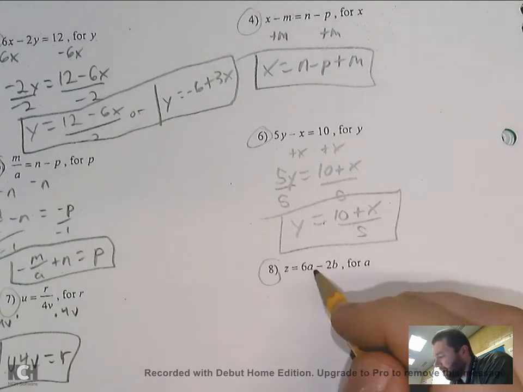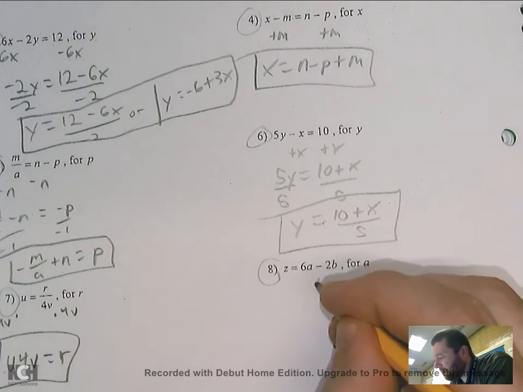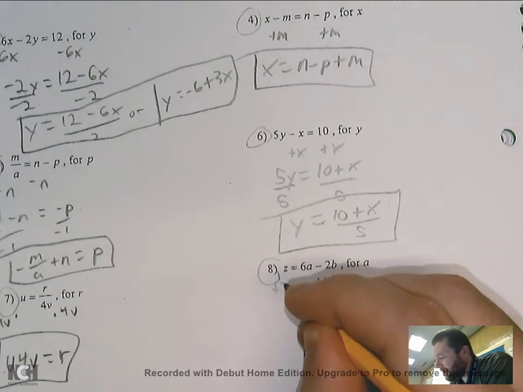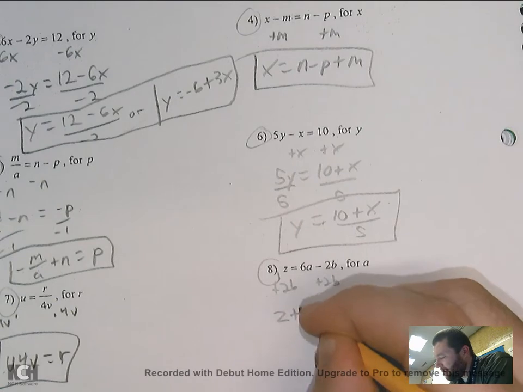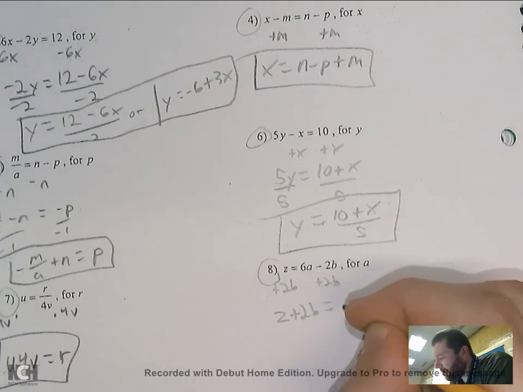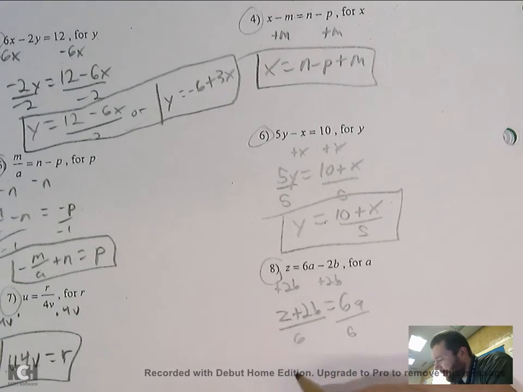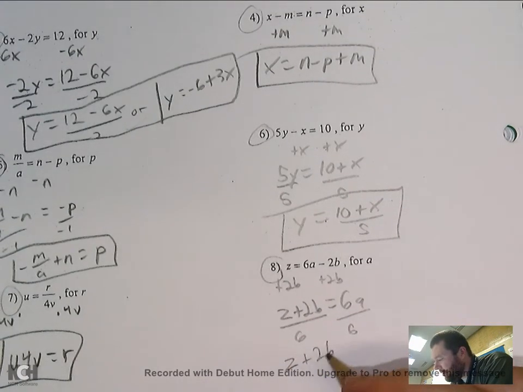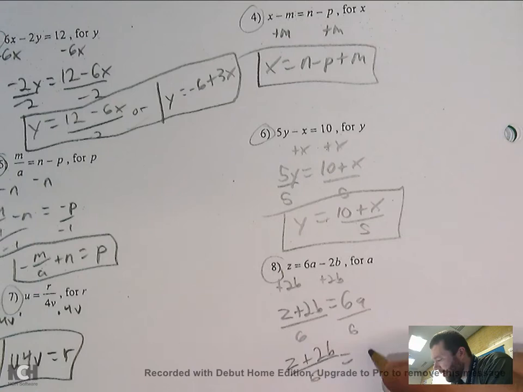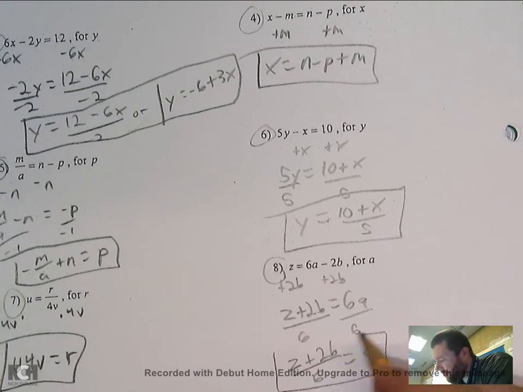Okay, next one, solving for a. So I'm going to start by getting rid of the b, so plus 2b to each side. Gives me z plus 2b is equal to 6a, then divide by 6. And I would get z plus 2b over 6 is equal to a. A is by itself. I'm all done.